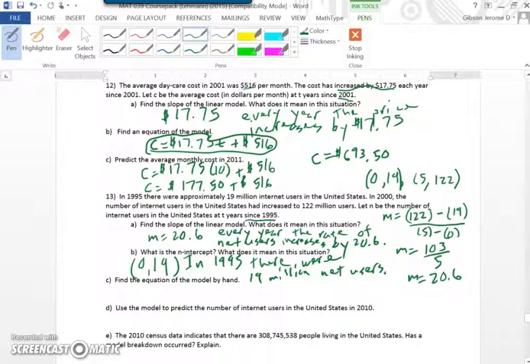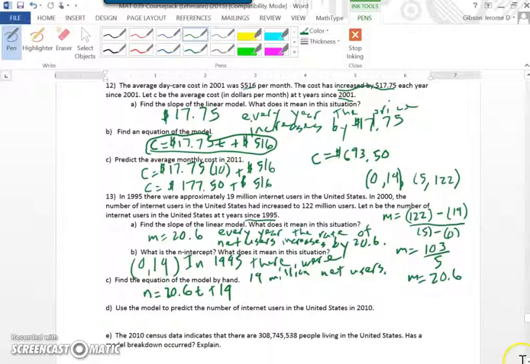Now it says here, find the equation of the model by hand. We already have our slope and our y-intercept, so we could just write this out. We have n is equal to 20.6t plus 19. So that is our equation.